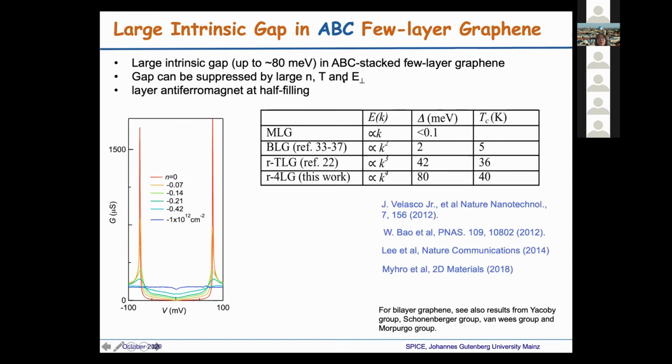And so this gap size is about 2 millielectron volt in bilayer graphene. We find it's about 40 millielectron volt in trilayer graphene, and about 80 millielectron volt in tetralayer graphene. And the TC increases from about 5 Kelvin in bilayer to about 40 Kelvin in tetralayer. And so this is just, for example, a plot of the gap in tetralayer graphene.